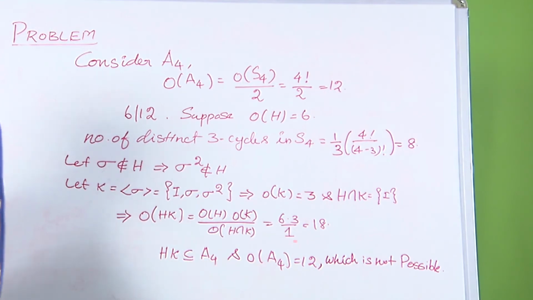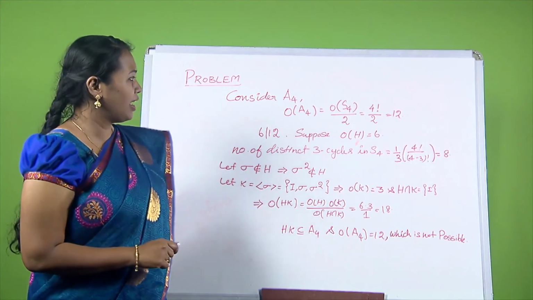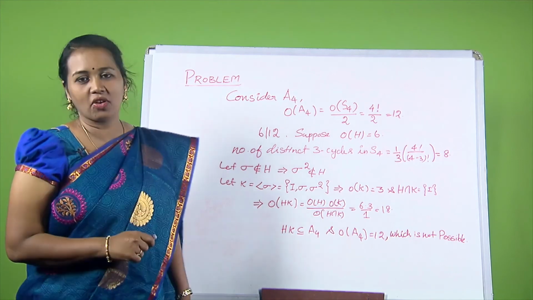But this is a contradiction to our assumption, because our order of H is said to be 6, and HK is a subset of A4. So A4 is our original group, and A4 is the alternating group. If H and K are subgroups of A4, HK is also a subgroup of A4, and order of A4 is only 12. But we are instead getting order of HK as 18, which is impossible, because H and K are subgroups, and therefore order of HK should also be a number which is less than order of A4. Therefore this is a contradiction. Hence we say that there is no group H with order equal to 6, and the converse of Lagrange's theorem does not hold.